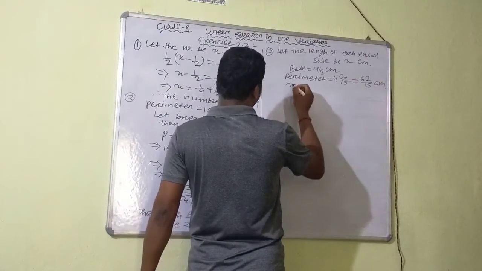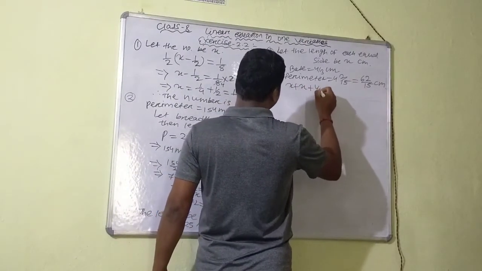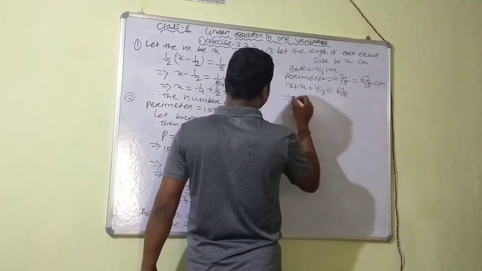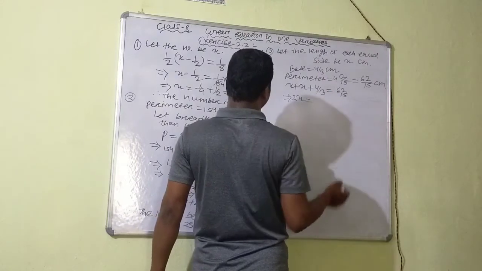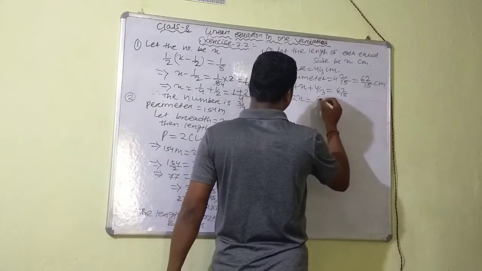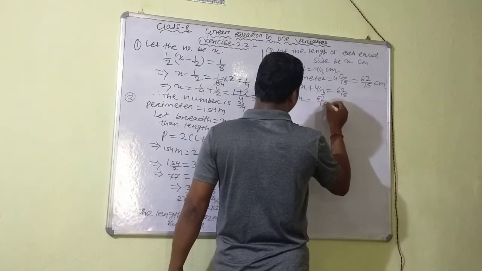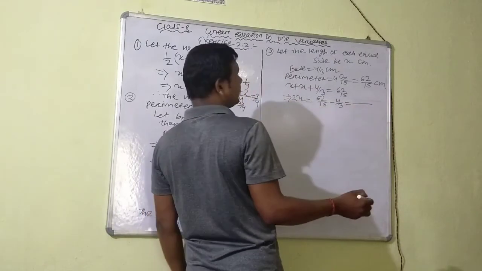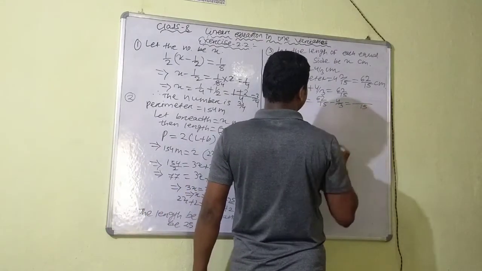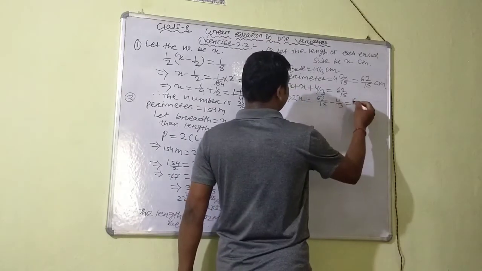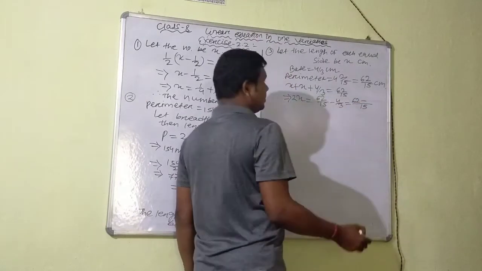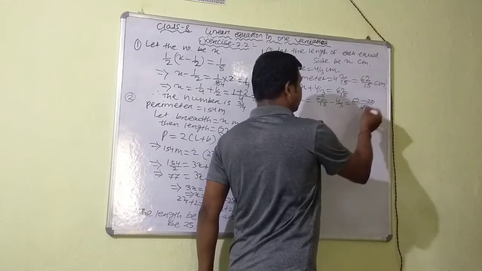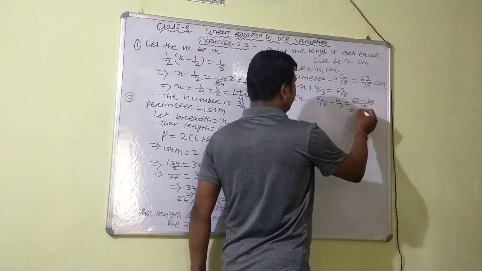So let it be x plus 4 by 3, which is equal to 62 by 15. Then 2x equals 62 by 15 minus 4 by 3, as we transpose 4 by 3 from the left side. We take the LCM of 15 and 3, that is 15. 15 1s are 15, so 1 will multiply with 62, that is 62. Here 3 5s are 15, so 5 will multiply with 4, that is 20. So it will be equal to 42.